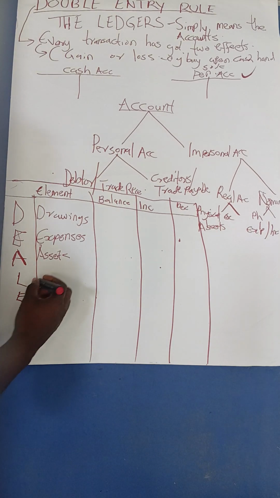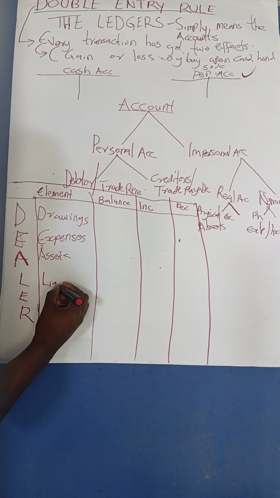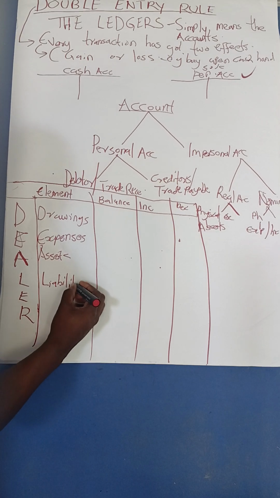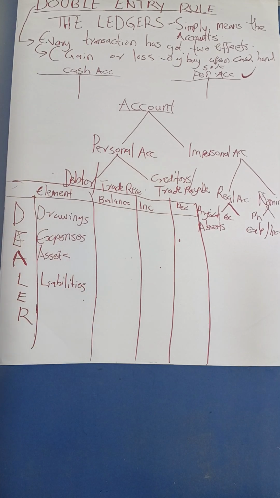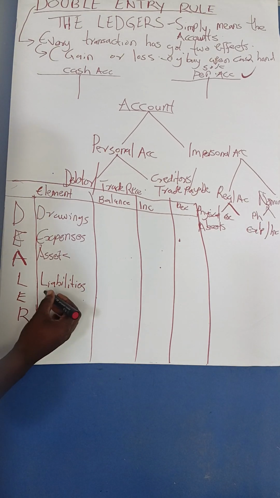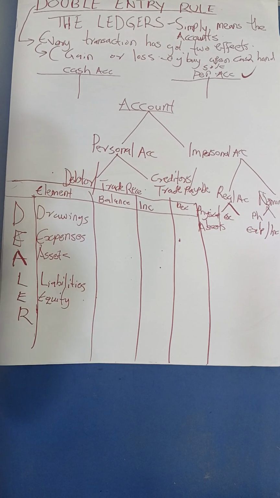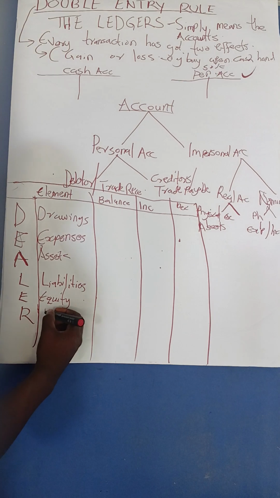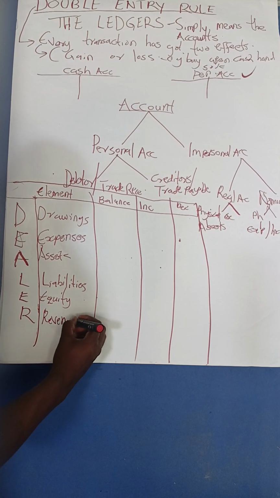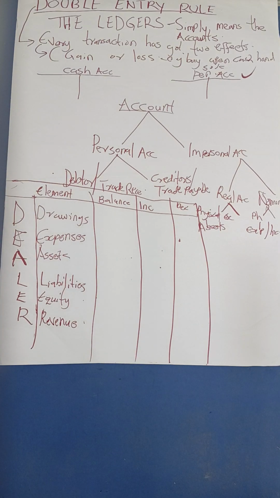Then we'll have liabilities. L will stand for the liabilities. Then E will stand for equity. Another name for equity is what? Capital. Then the last one will be revenue. Revenue, under nominal account. Revenue. Good. Any income in the business. We want to see this, because we are going to interact with these expenses.